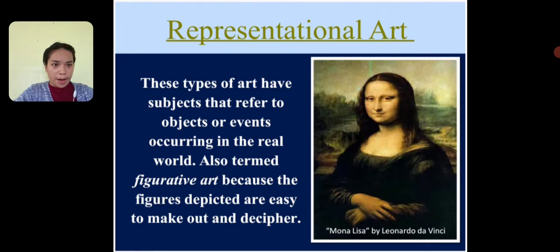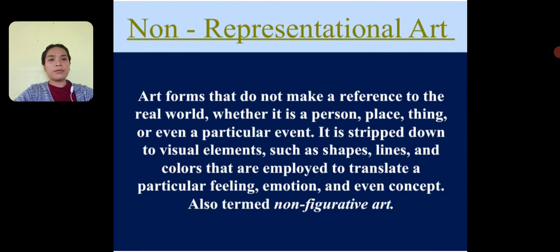An example of representational art is the Mona Lisa by Leonardo da Vinci. It is also termed figurative art because the figures depicted are easy to make out and decipher. That is representational art. Now, let's move on to non-representational art.